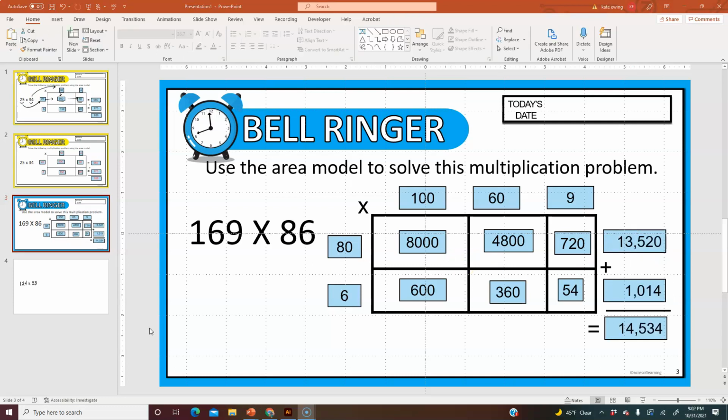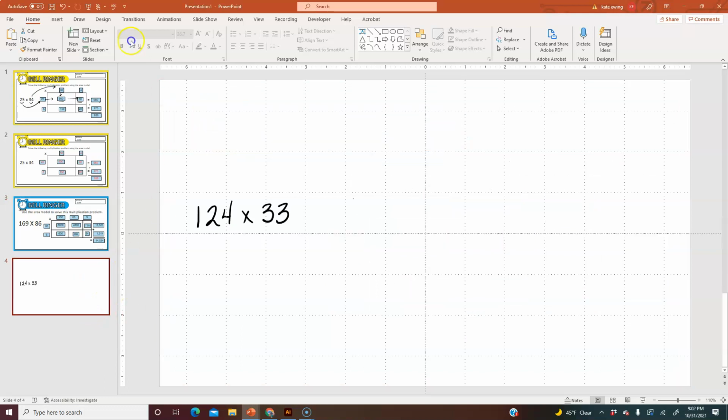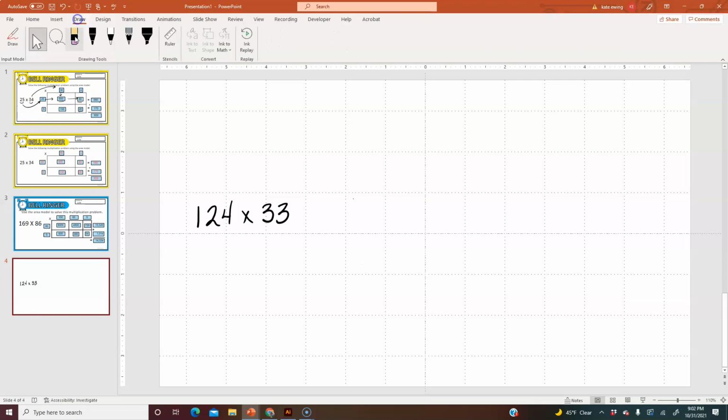All right, I've gone ahead and totaled up the 2 rows for this area model problem. The top row totaled 13,520. The second row was 1,014, and the answer turned out to be 14,534.